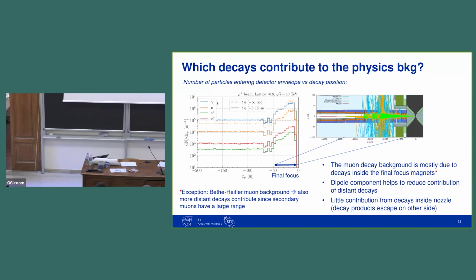Also, just to say that the Bethe-Heitler muons, which are produced by photons in the electromagnetic showers, can contribute even if they are produced much further away, even hundreds of meters away, simply because they have a much longer range. So when we talk about background, gammas, neutrons, electrons, positrons are mostly because of muon decay in the final focus region. Muon background, from secondary muons, is mostly from all over the last hundreds of meters.